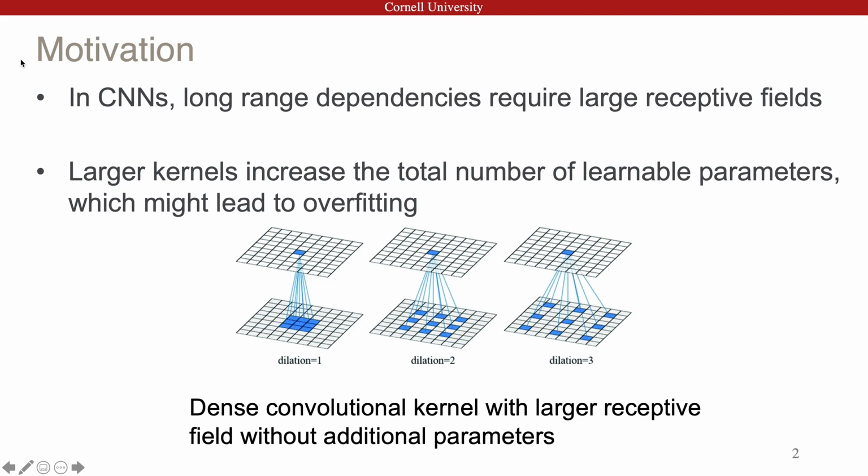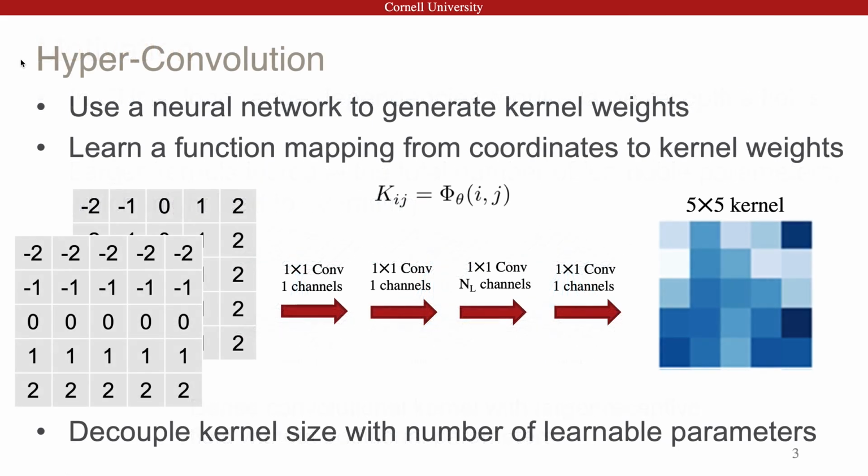However, they also have their own limitations. For example, dilated convolution uses a sparse kernel, which can be less effective for tasks such as image segmentation, which requires pixel-level predictions. What we really want is to have dense convolutional kernels with a large receptive field without additional parameters.